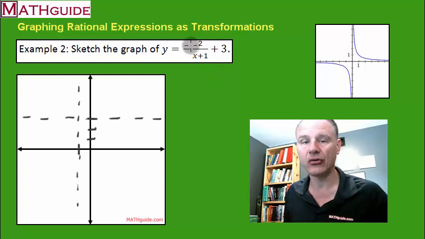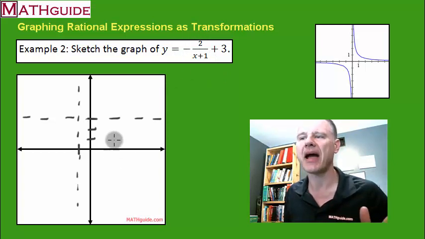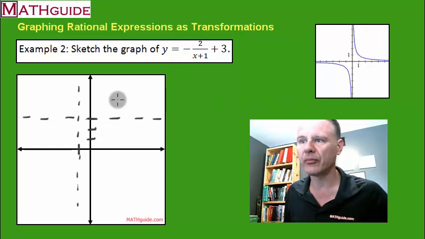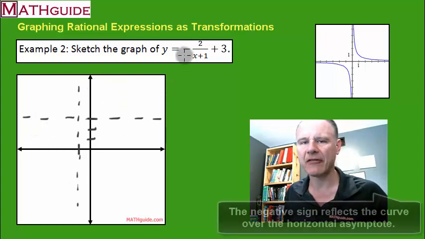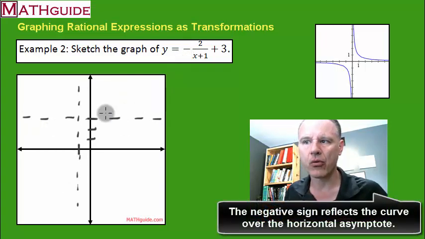But now we've got a new wrinkle in our equation, which is the minus sign. Now, what does the minus sign do? See, normally the curve would be up here and down here, but this minus sign flips it across the horizontal asymptote. So instead of it being up here, it's going to be flipped down here. Oops, I'm going to do that in blue. So it's going to look like this.